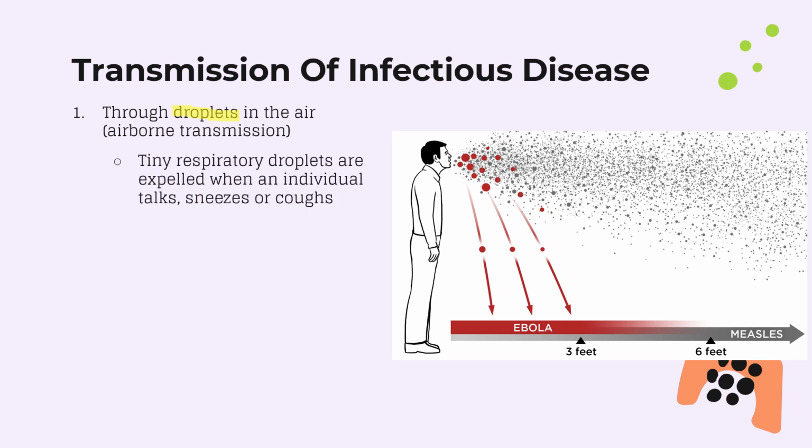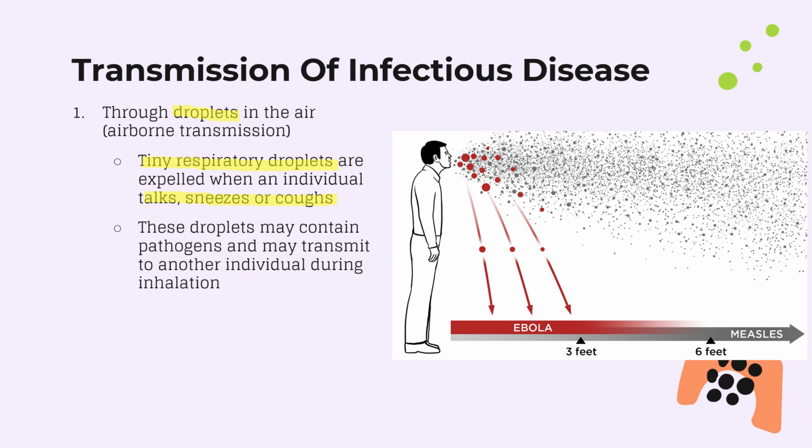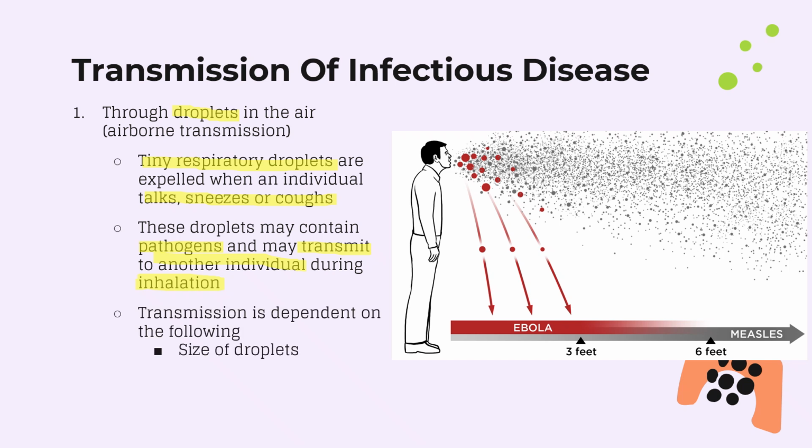So they are tiny respiratory droplets, and they are expelled when a person talks, sneezes, or coughs. These droplets may contain the pathogen, and they may be transmitted to another individual when the individual inhales. So it goes straight into the respiratory system. The transmission is dependent on two factors. The first one is the size of droplets, and the second one is the proximity of individuals.